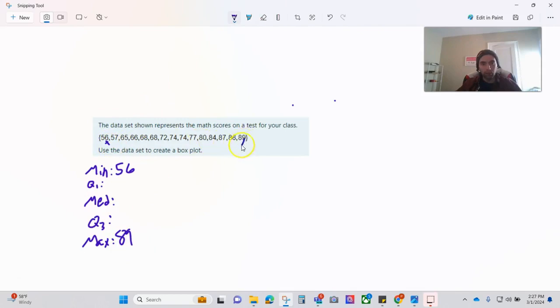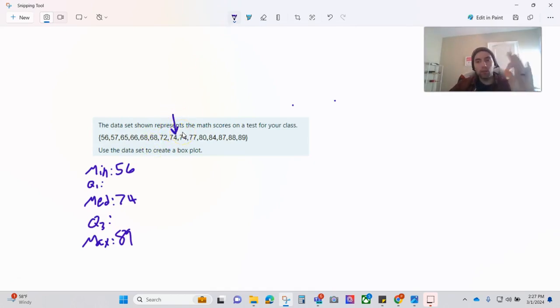Find out what number's in the middle. 3 crossed off on each side. 4, 5, 6, 7 on the left, 7 on the right. 1, 2, 3, 4, 5, 6, 7, 1, 2, 3, 4, 5, 6, 7. 74 is the median. Okay, so 74, 1, 2, 3, 4, 5, 6. So the first 74 is the median.